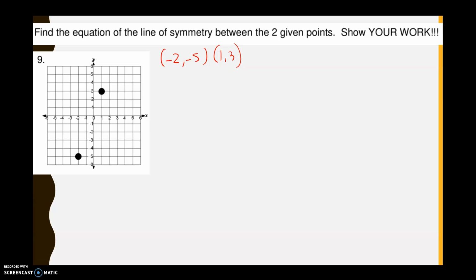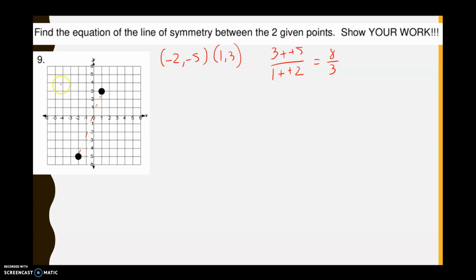First thing I want to do is figure out what my slope is between these two points. So let's figure out the slope here. I'm going to do 3 - -5 over 1 - -2. Double negative becomes positive, so I'm going to get 8 over 3. So 8 over 3 is the slope of this line.